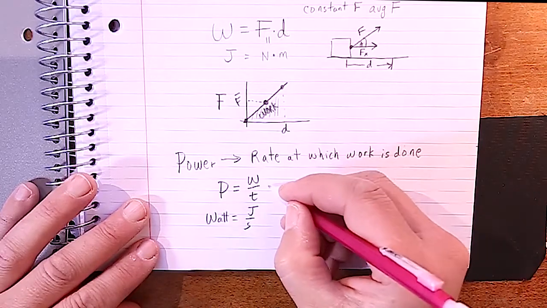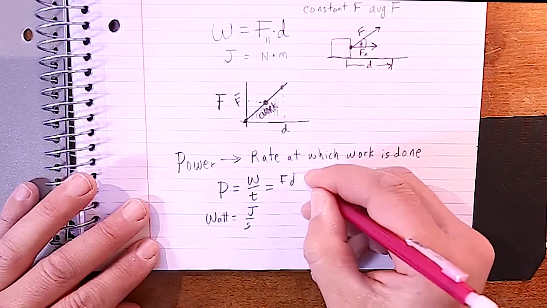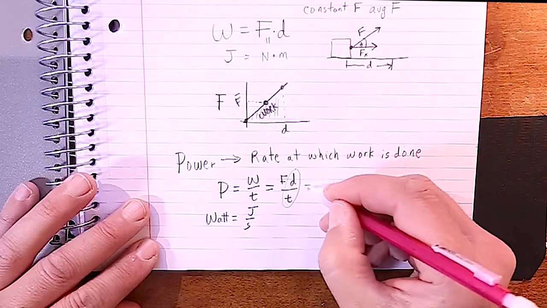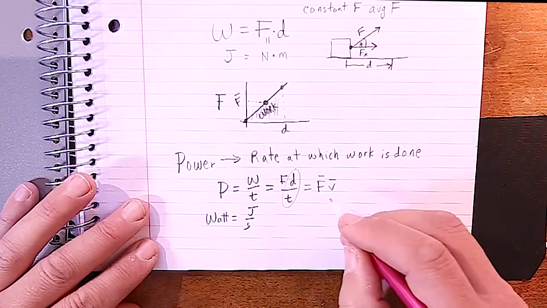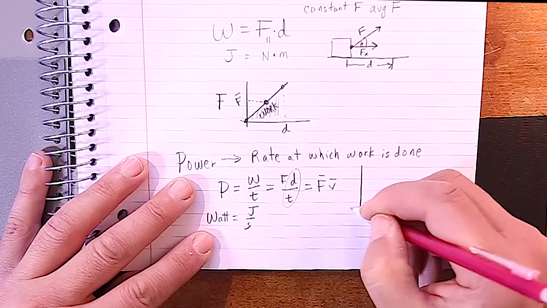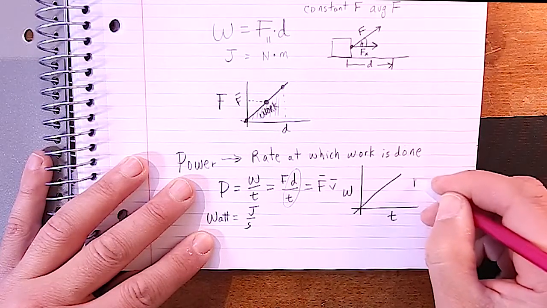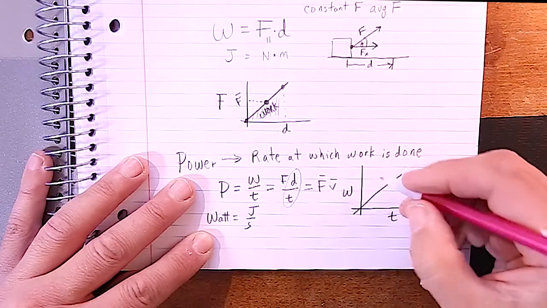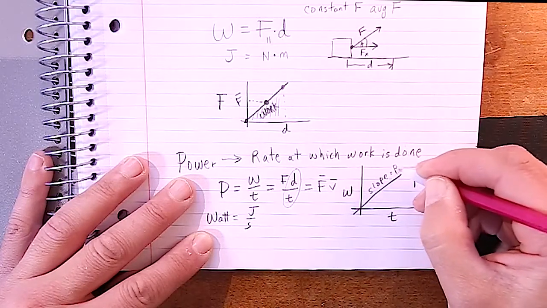But we can also do a mini derivation here and say that W is equal to Fd, and if we're doing this at a constant velocity, then we could say that the average force times the average velocity is also equal to the power. So let's say we had a graph of work and time. We know that P is equal to W over t, so that's our y over x. So that means the slope, in this case, is equal to the power.